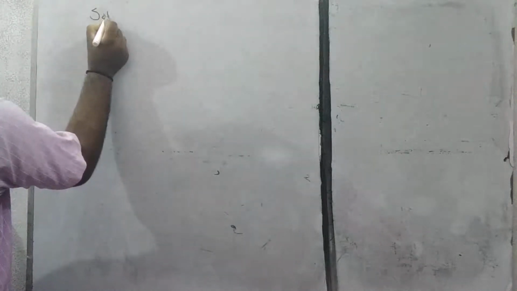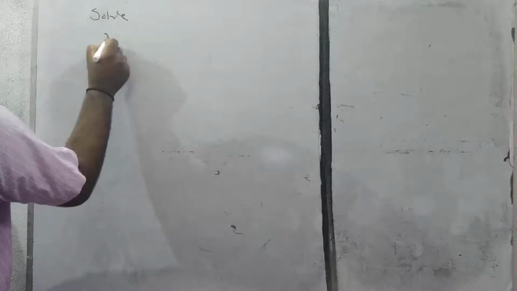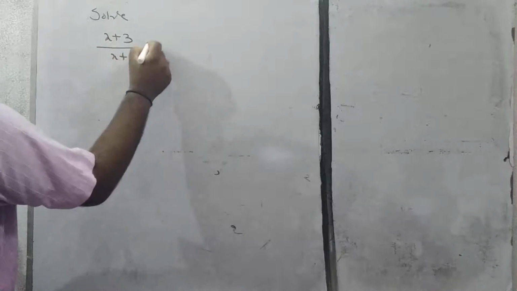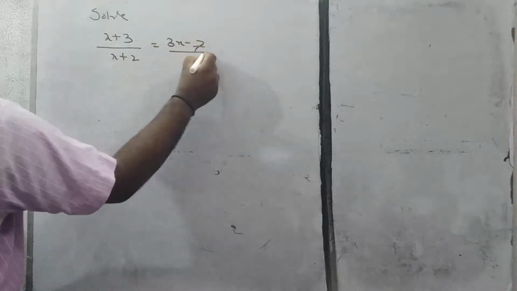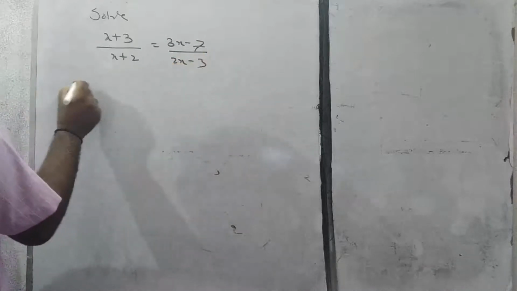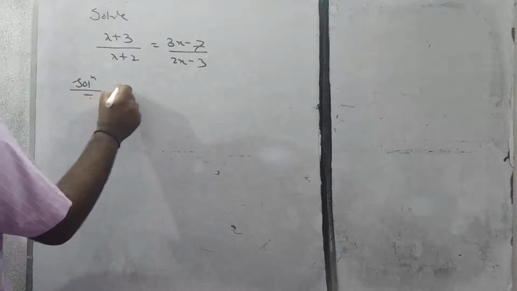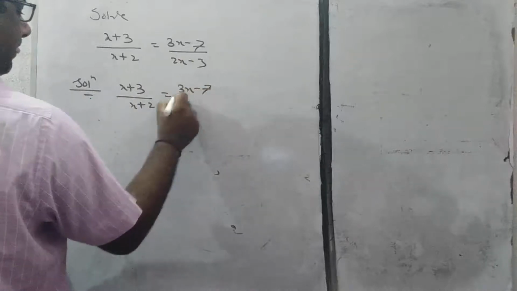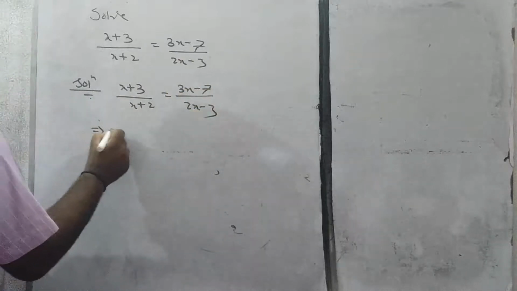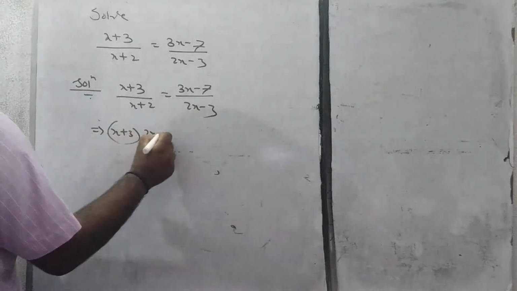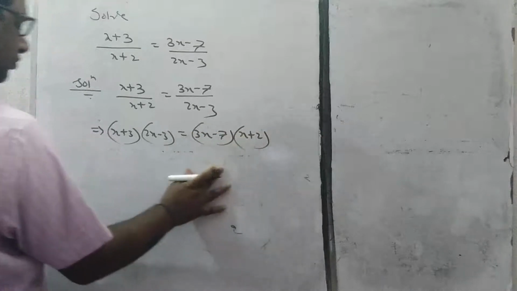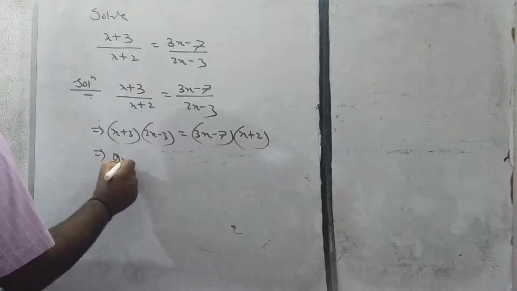Suppose one of the questions is: solve (x plus 3) upon (x plus 2) is equal to (3x minus 7) upon (2x minus 3). So first of all, perform cross multiplication. (x plus 3) into (2x minus 3) is equal to (3x minus 7) into (x plus 2).